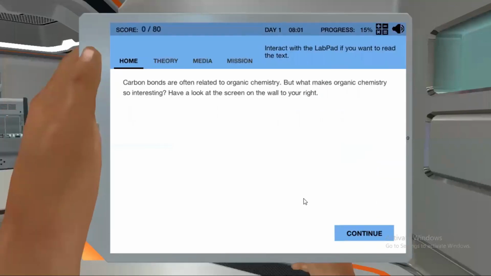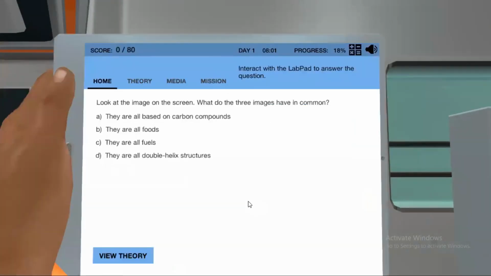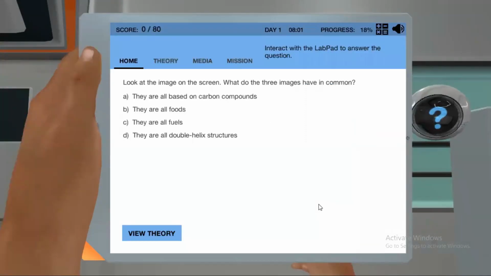Carbon bonds are often related to organic chemistry. But what makes organic chemistry so interesting? Have a look at the screen on the wall to your right. Look at the image on the screen. What do the three images have in common?